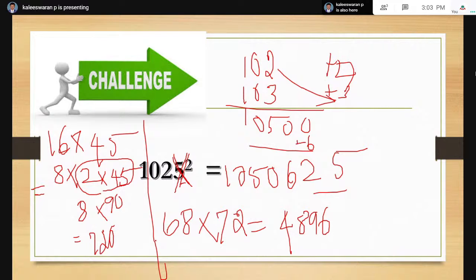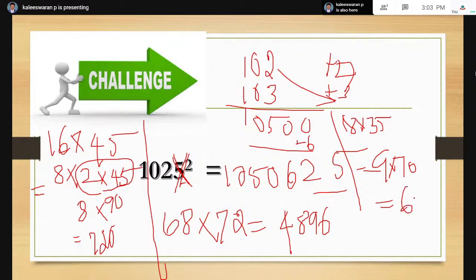Suppose 18 times 35. When you see a question like 18 times 35, instead of calculating that, it is easy to calculate 9 times 70. 9 times 70 equal to 630. This is very easy. So instead of 18 times 35, we can calculate 9 times 70 equal to 630.